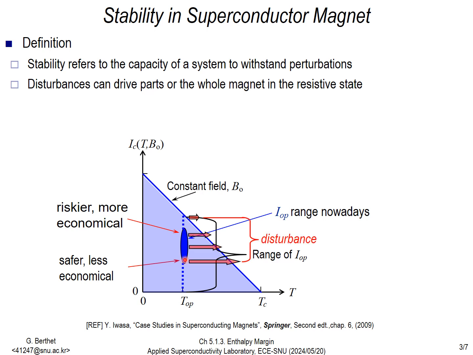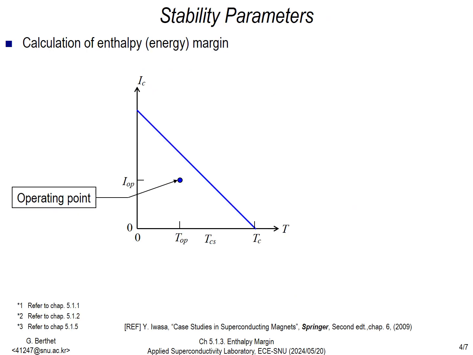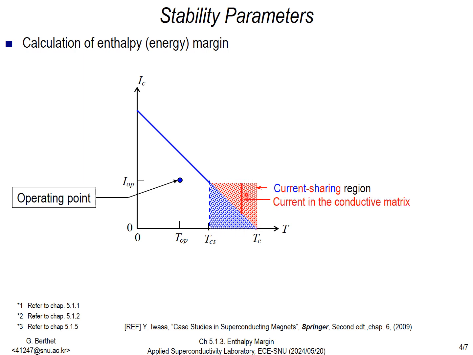The disturbances that we talked about earlier will drive the magnet towards the limits of the triangle or even out of it. Taking back our triangle, let's define the operating point right here. If the magnet temperature increases a bit, we will enter the current sharing region that we defined in chapter 5.1.2, where this amount is going to flow in the matrix, so resistively, and this amount in the superconductor, so superconductively.